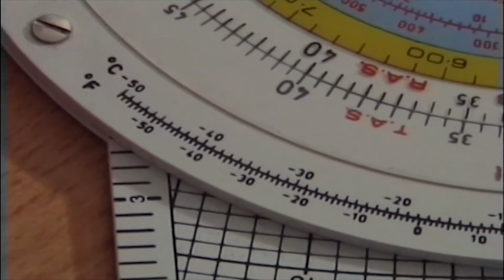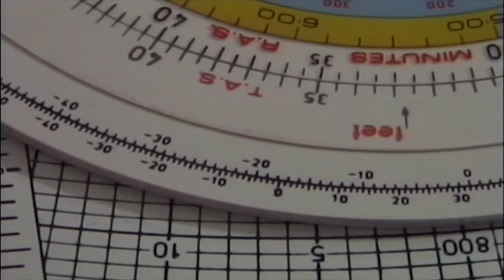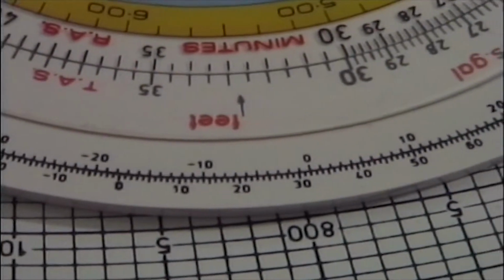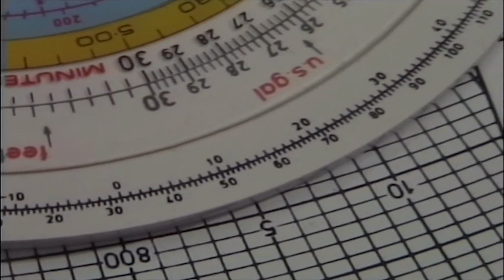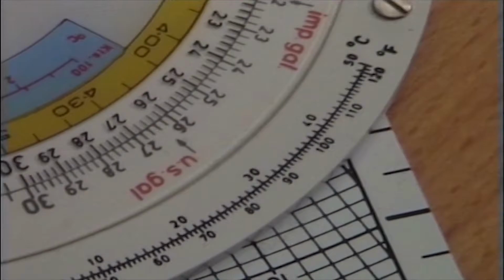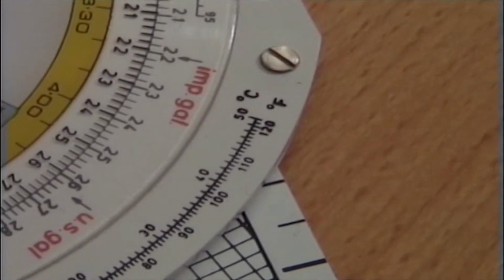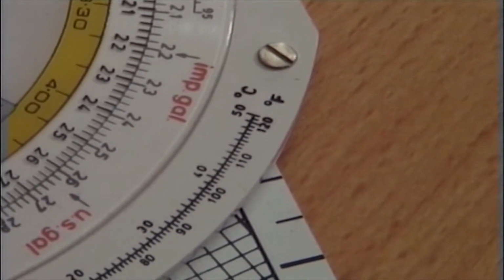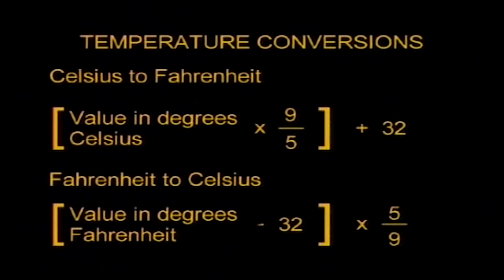There is a conversion scale at the bottom of the circular slide rule. Just read from one scale to another to convert temperatures from Celsius to Fahrenheit and vice versa. The formula to convert Celsius to Fahrenheit is Celsius multiplied by 9 divided by 5, then add 32. And the formula to convert Fahrenheit to Celsius is Fahrenheit minus 32, then multiply by 5 and divide by 9.